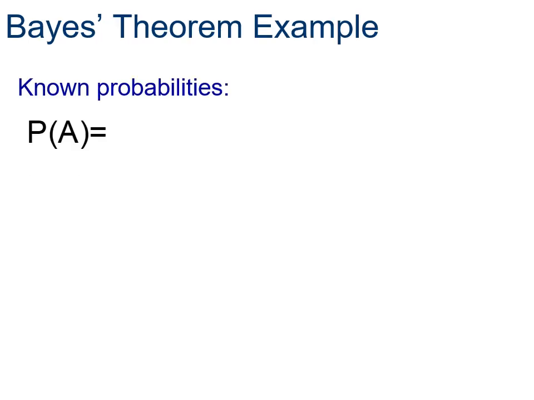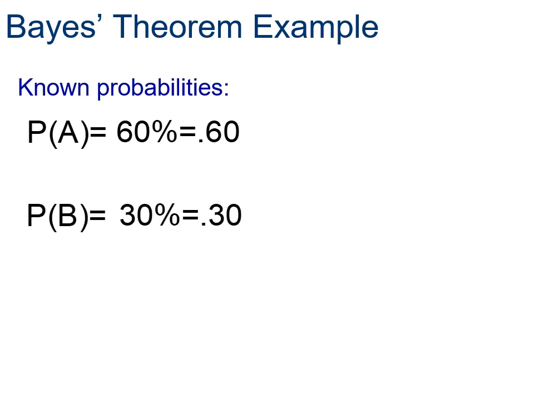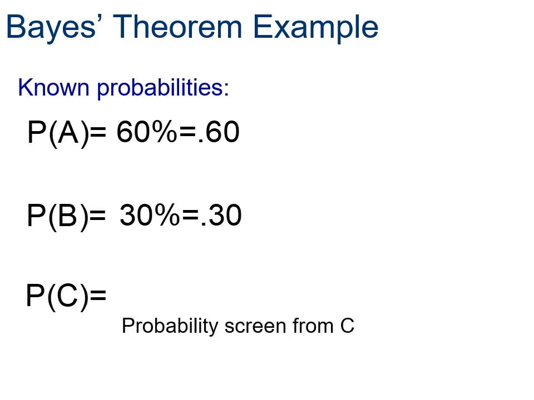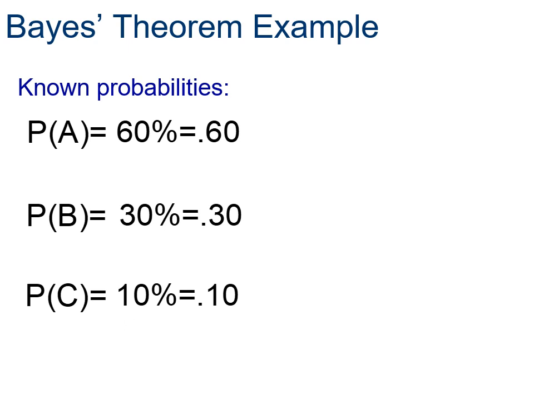So our known probabilities. We just said that the likelihood that it came from vendor A is 60%, right? We said 60% of the screens came from A. We said 30% of the screens came from B, and we said 10% of the screens came from C, right? Those we already established.